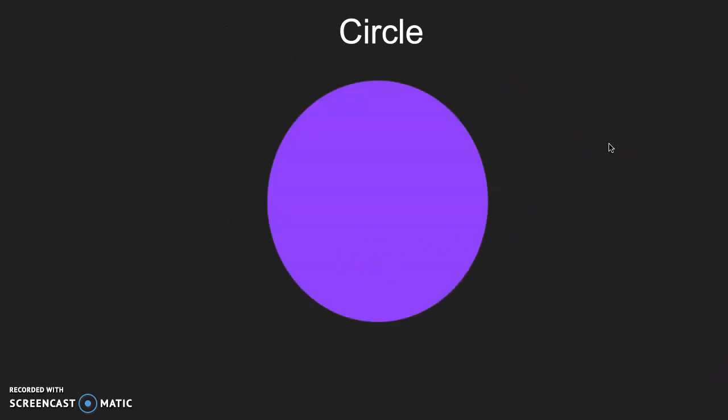This first shape that we're going to look at is a circle. This circle would be two-dimensional. It is flat, we can't see behind it, and we couldn't pick it up.